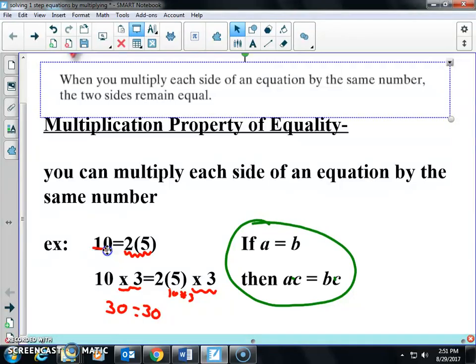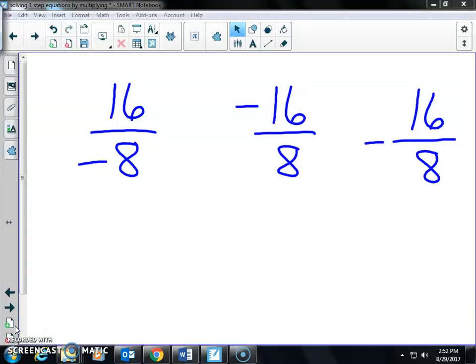That's all it means. So the multiplication property of equality just says you can multiply both sides by the exact same thing, or the exact same number, and the equation stays balanced. Now, something to think about is the use of fractions. We know a fraction bar can be the same as divided by.